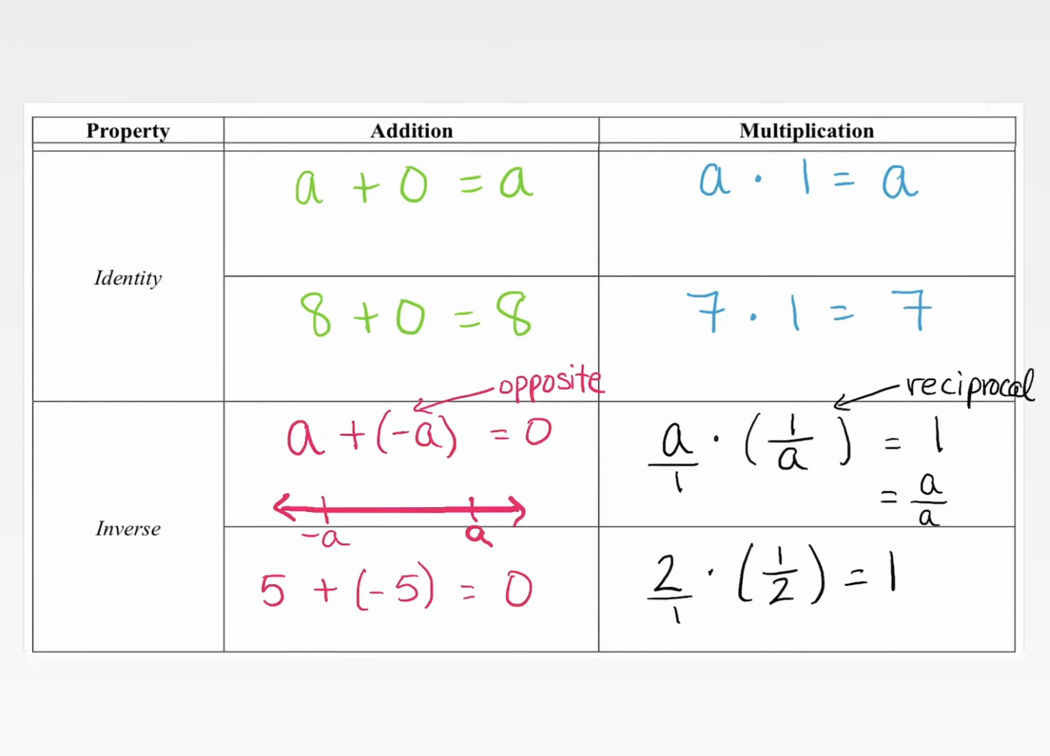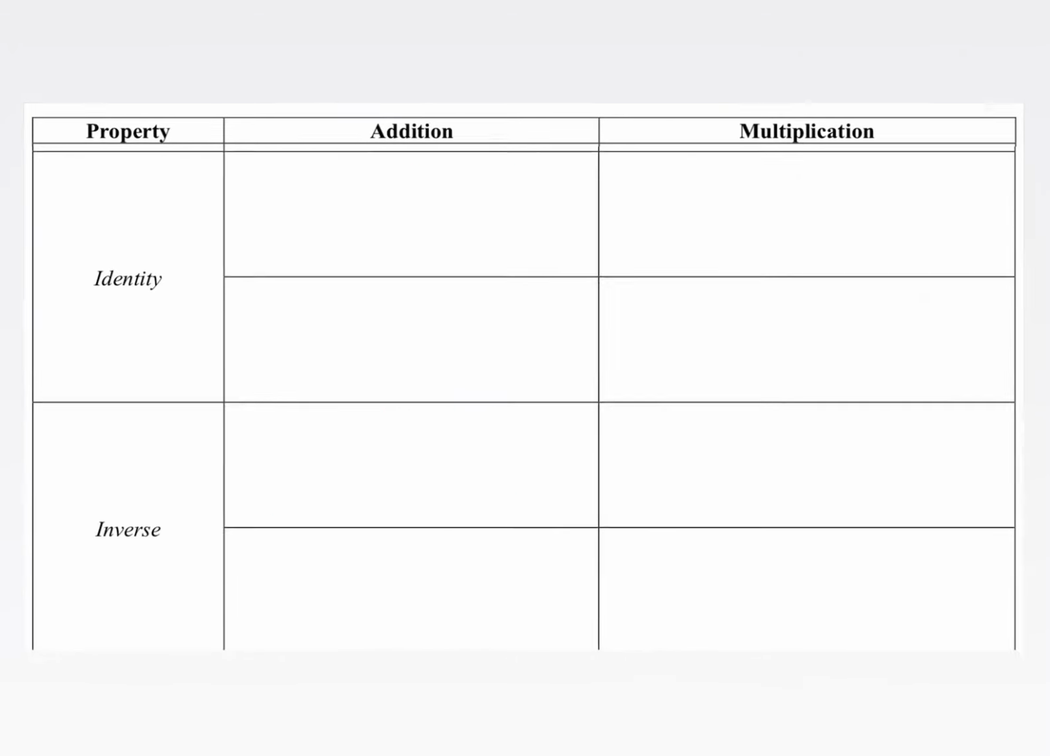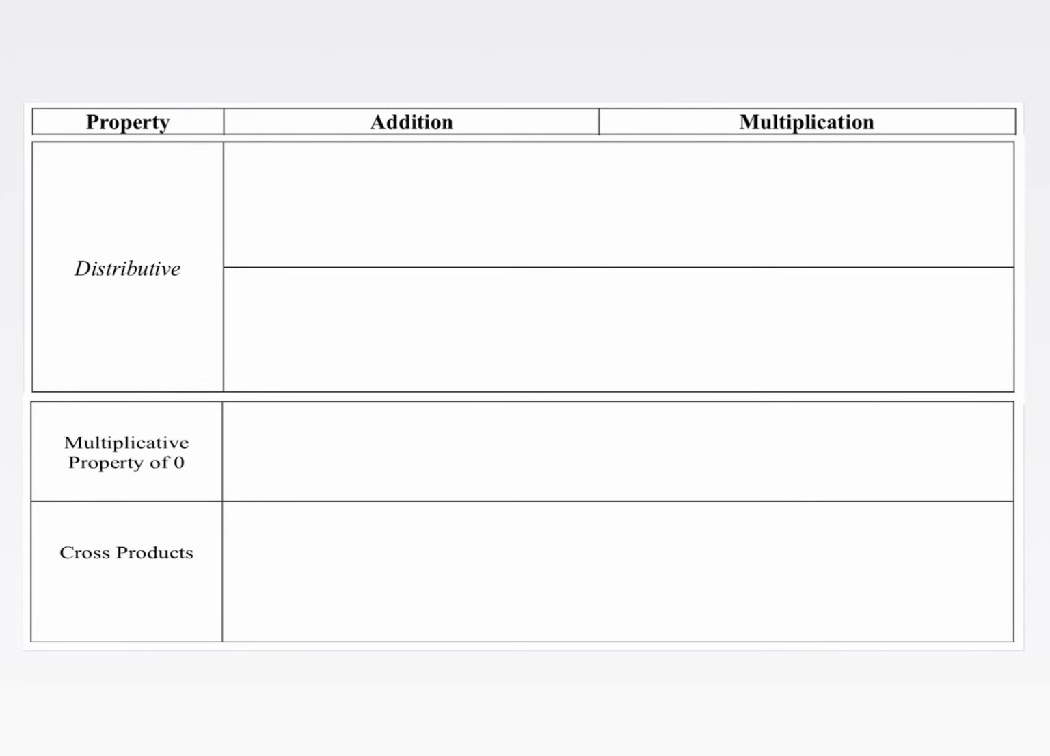So again, looking back to the inverse property, for addition, we're dealing with the opposite in terms of the operation, the sign, whereas with multiplication, we're dealing with a fraction here. We're dealing with the reciprocal. Okay, now on to the distributive property. Now for the distributive property, there isn't really a distinction between addition and multiplication because it kind of combines both. So hence why I don't have a separation for the two columns.